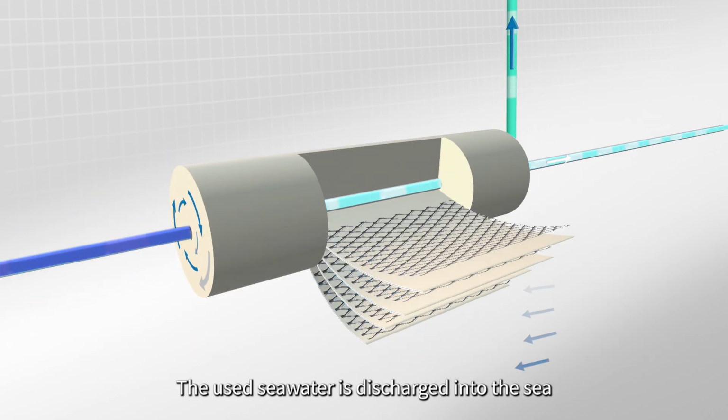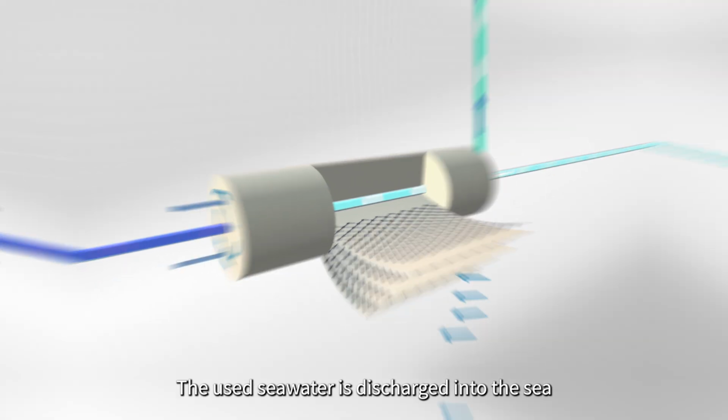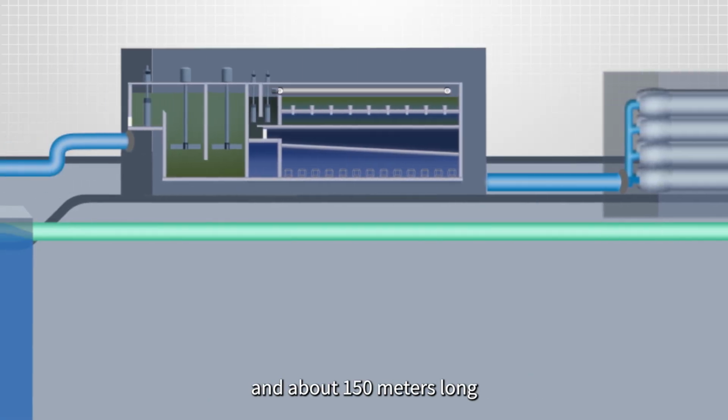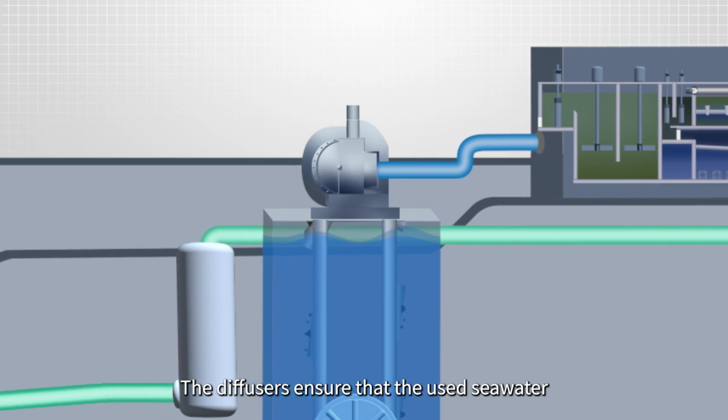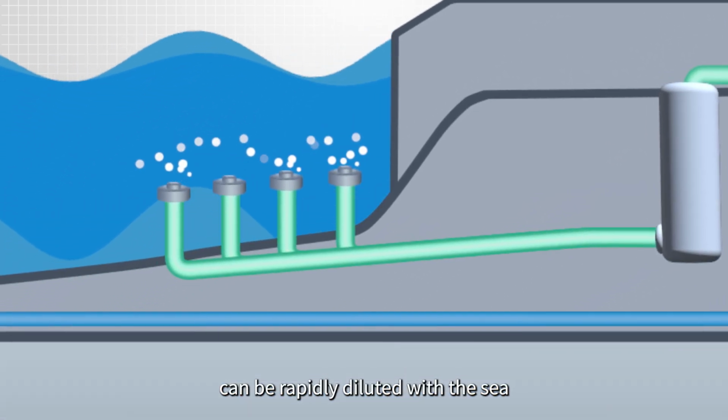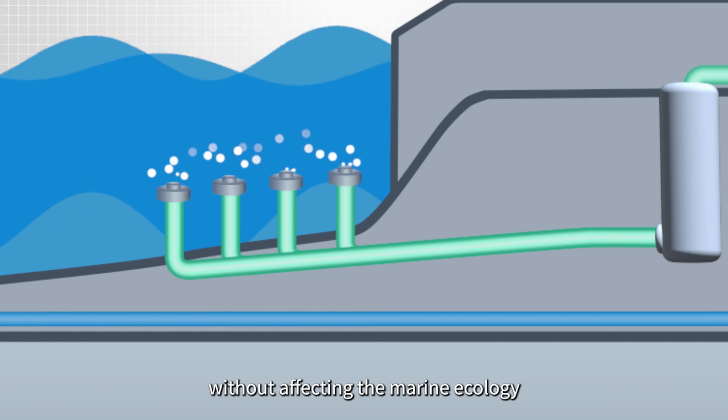The used seawater is discharged into the sea through diffusers about 270 metres offshore and about 150 metres long. The diffusers ensure that the used seawater can be rapidly diluted with the sea without affecting the marine ecology.